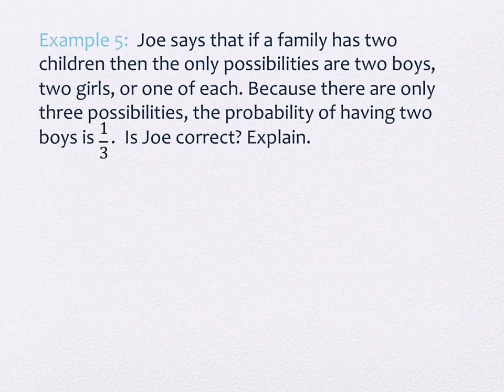So the first one we're going to do here, I'm going to talk about Joe. Joe says that if a family has 2 children, then the only possibilities are 2 boys, 2 girls, or one of each. So let's pause right there and recognize that is correct. We're not going to fault Joe yet. We want to see what he says next. Because there are only three possibilities, which we agreed there were, the probability of having two boys is 1/3. Is Joe correct?